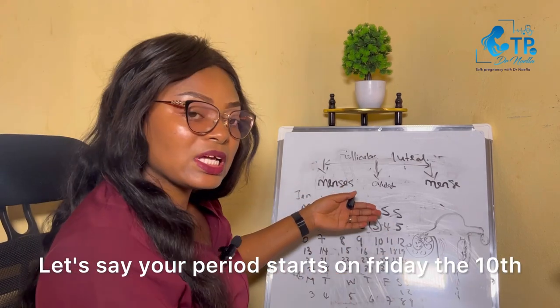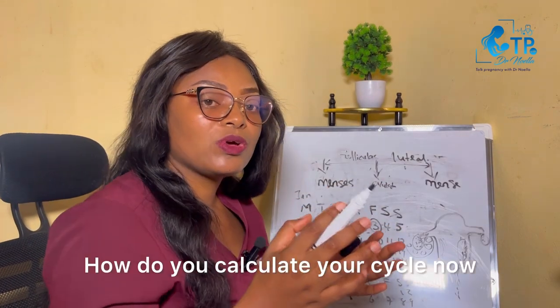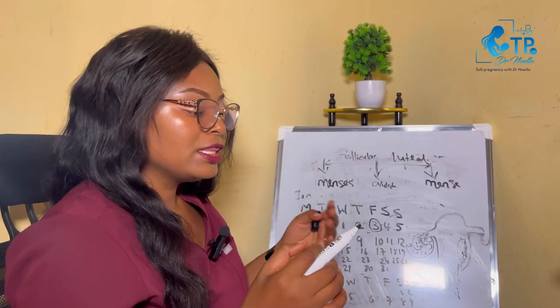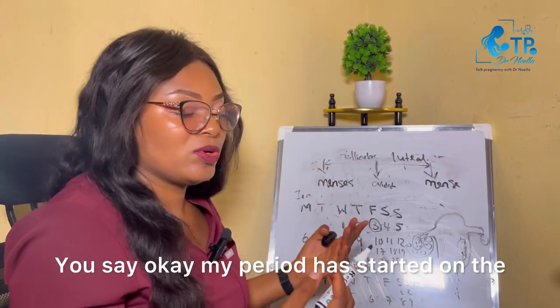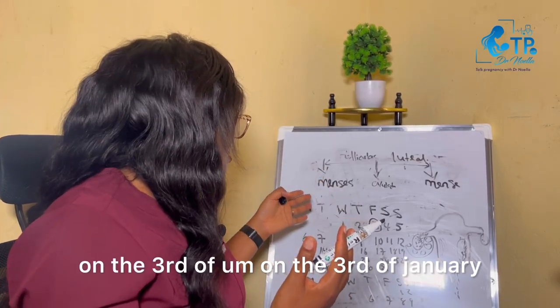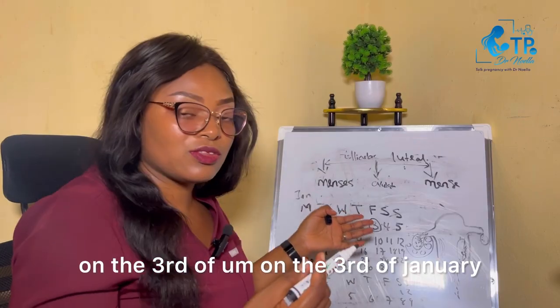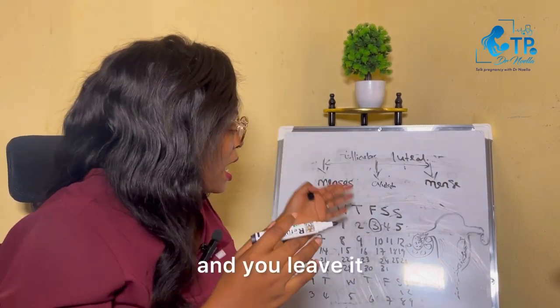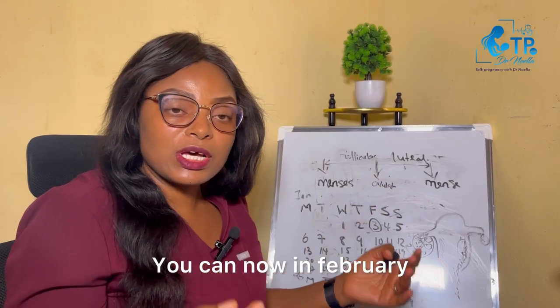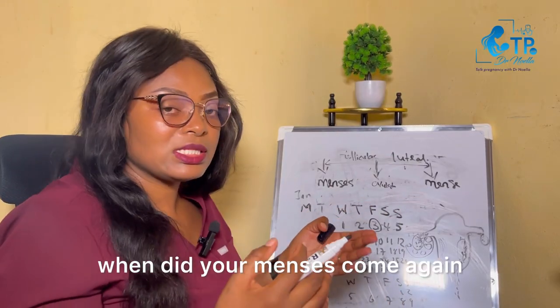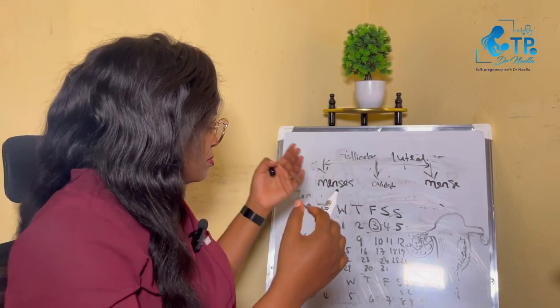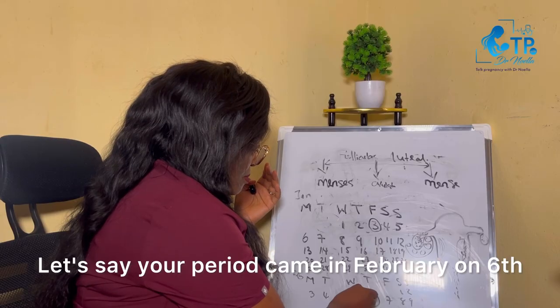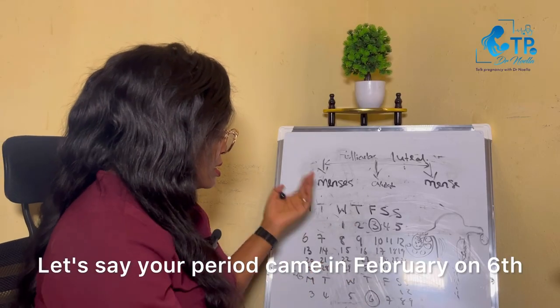Let's say your period starts on Friday the 3rd. How do you calculate your cycle? Now you say, okay, my period has started on the 3rd of January. What do you do? You just circle this and you leave it. Then in February, when did your menses come again? Let's say your period came in February on the 6th.